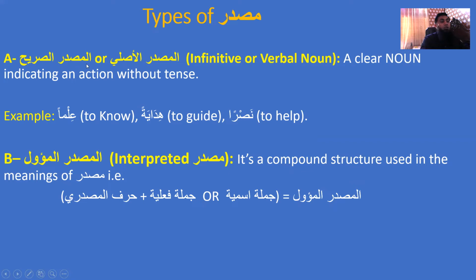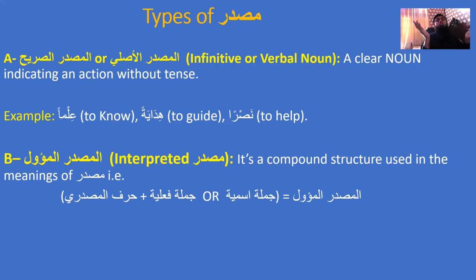So let's first look at this first category, al-masdar as-sarih or al-masdar al-asli, which means the original masdar, comprising only one word, which indicates an action, but there is no time element. What I'm going to mention after this as the subcategories of al-masdar al-asli is just for a little bit more information. Because when you consult any of the books of Arabic grammar, you will see all of these terminologies and subcategories.